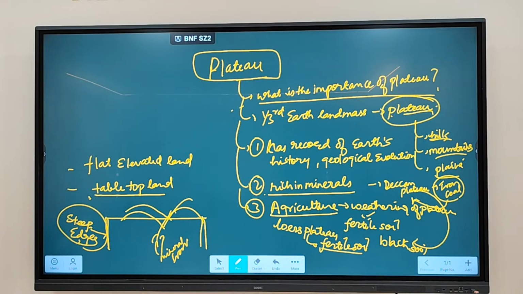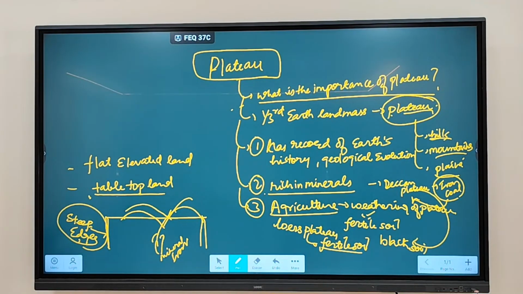Okay, so plateaus cover 1/3 of Earth's landmass. It has a record of Earth's history, geological evolution. It is very rich in minerals. Then you find agriculture. It can be used for agriculture purposes. That is also an important aspect.